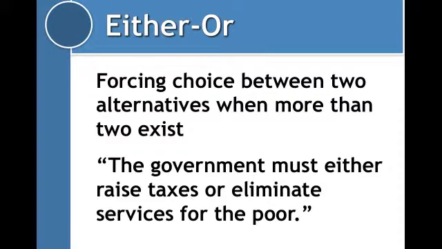Now, when you're 3 years old and your mom gives you a choice between a peanut butter sandwich or a tuna fish sandwich for lunch and tells you those are your only choices, that's fine. But as adults, we come to realize that very few things are either or, black or white. But when someone uses this fallacy, what they're doing is cutting out all the other possibilities that exist and forcing us to choose between two extremes. The government must either raise taxes or eliminate services for the poor. Really, there's not something else in there that could possibly be a better alternative?